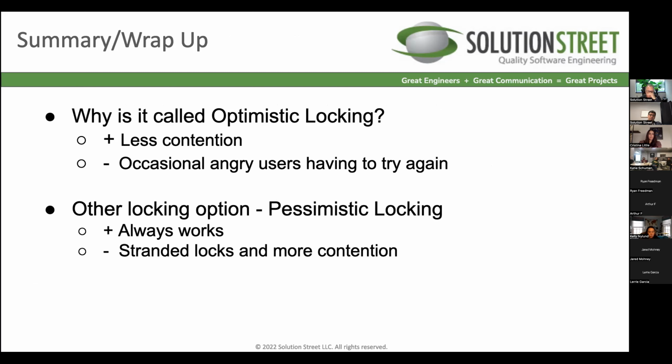We didn't talk about pessimistic locking, which is the other option. And in that case, you could think of it as you would actually explicitly lock that account up, do the work, and then you'd unlock it afterwards. The pro of that is it always works. The downside of that is you could have stranded locks. If I never came back, I disappeared, I'd have a lock on that account, and more contention because now I've got to wait if I'm locking, unlocking. That is all I have for you.